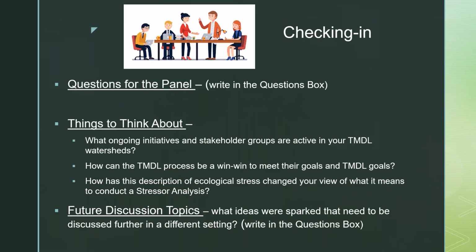All right, now here's one of those times for us to break. If you have some questions, put those in the question box. We can deal with them there. Some things that you can think about. What are ongoing initiatives and stakeholder groups within your TMDL watersheds? How can you develop some win-win scenarios with those ongoing initiatives? And then lastly, is this description of ecological stress, has it changed your view at all of what it means to conduct a stressor analysis?